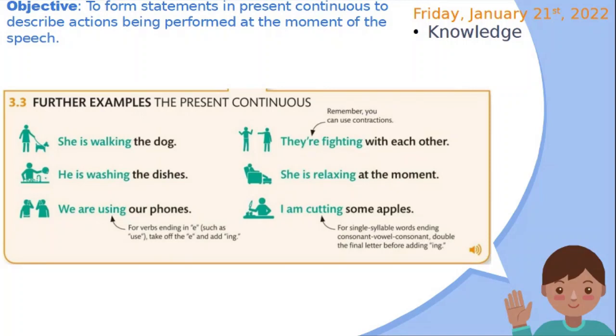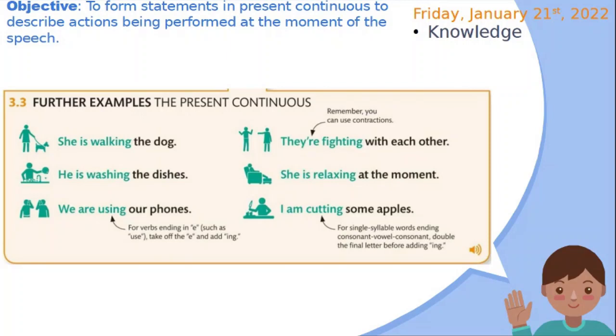The next, we are using our phones. And pay attention to this. When the verb ends in letter E, such as this, use, we need to take off the E and add the ing part. We don't write the letter E. We drop it off and write in continuation, using. We are using our phones. This happens with all of the verbs ending in letter E.